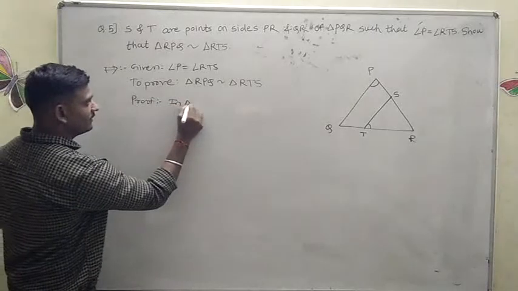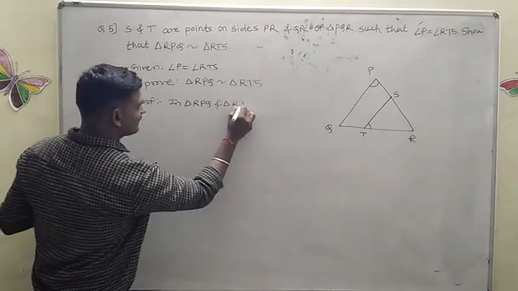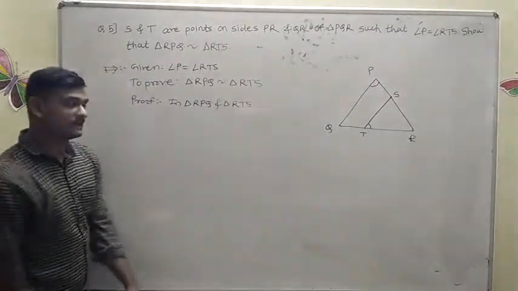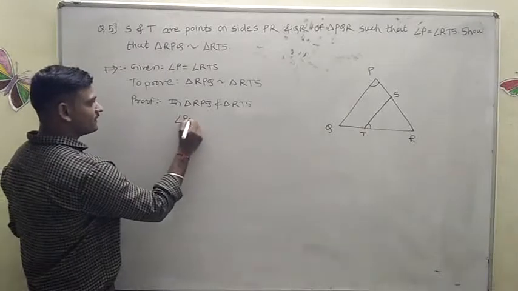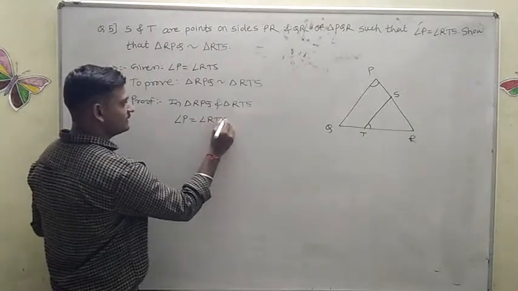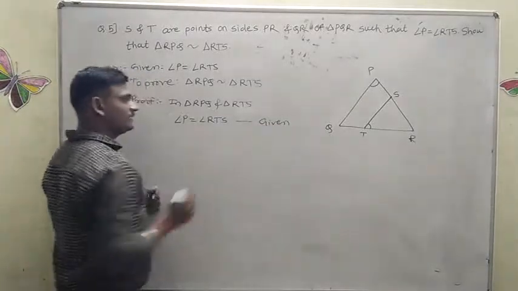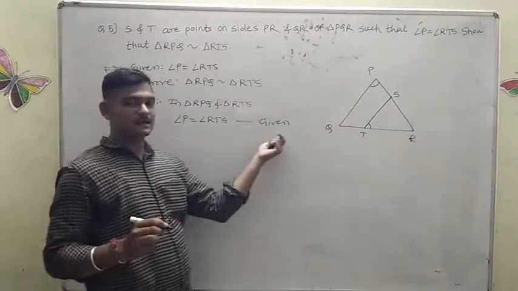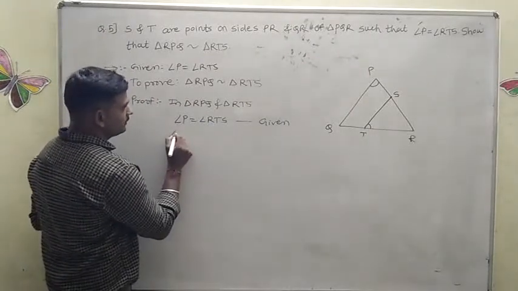In triangle RPQ and triangle RTS. In these two triangles, see here what are the equals? We have to check here. Angle P is equal to angle RTS. What is the reason? It is a given. We know that these two angles are equal. It is a given.